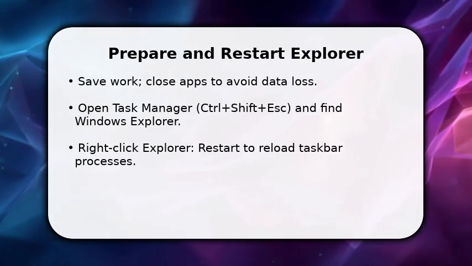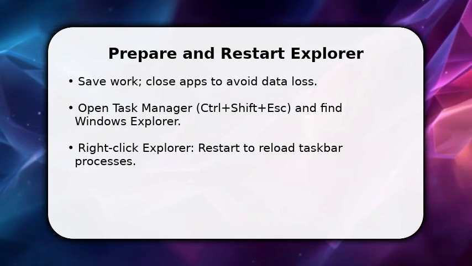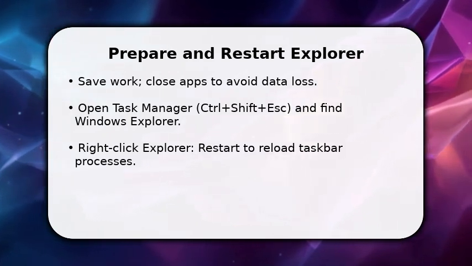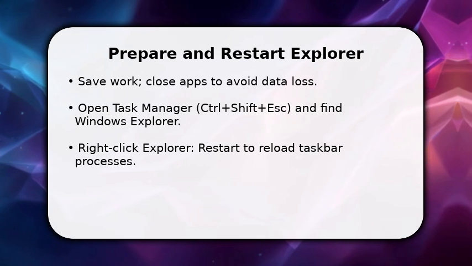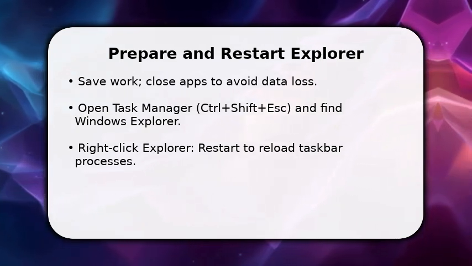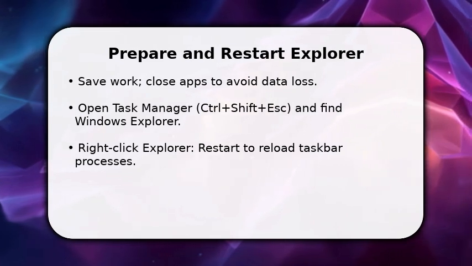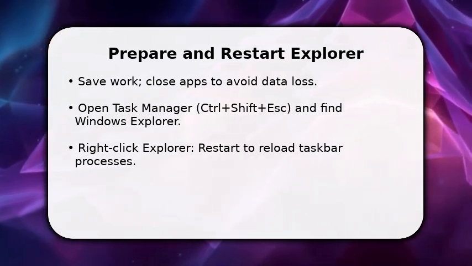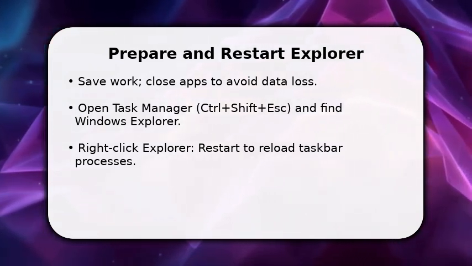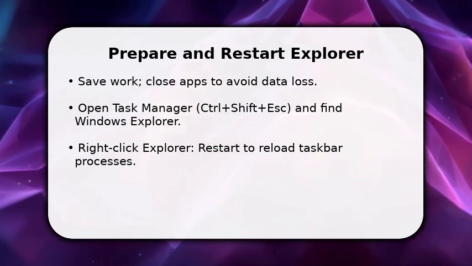You start now. Save any unsaved work and close non-essential apps so a restart won't corrupt files. Open Task Manager with Ctrl+Shift+S and locate Windows Explorer under Processes. Right-click Explorer and choose Restart. This restarts the taskbar and desktop shell immediately. Once done, make sure icons and search reappear.